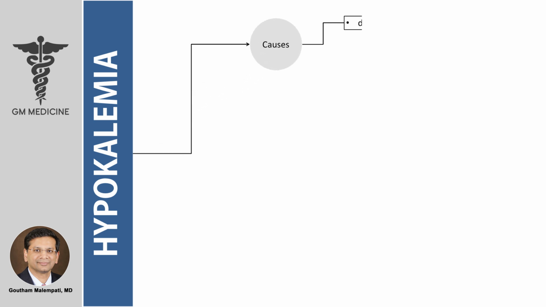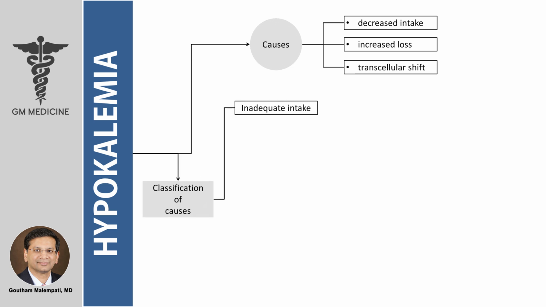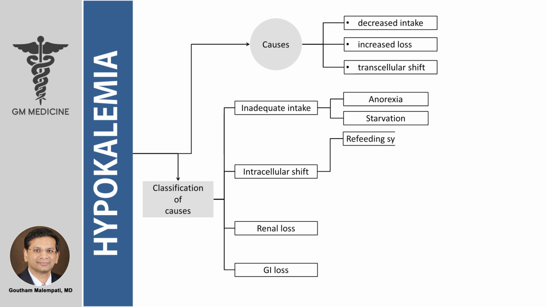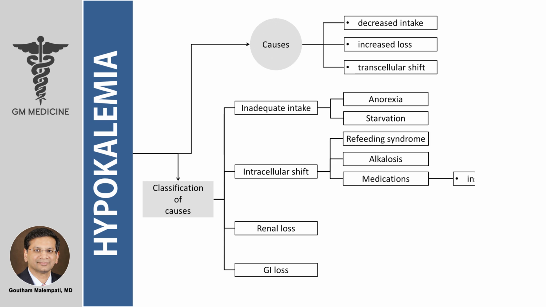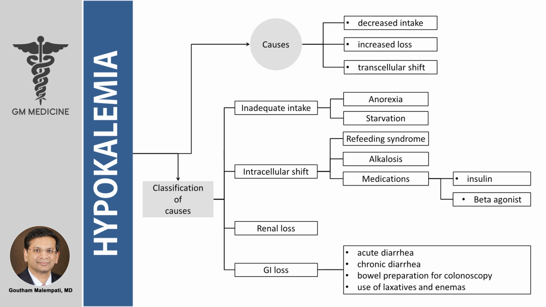Hypokalemia is usually caused by decreased intake or increased loss and transcellular shift. The causes of hypokalemia can broadly be classified under inadequate intake, intracellular shift, renal losses, and gastrointestinal losses. Inadequate intake is seen in people with anorexia and due to starvation. Intracellular shift could be from refeeding syndrome, alkalosis, medications such as insulin, and beta agonists such as bronchodilators. Gastrointestinal loss could be from acute diarrhea, chronic diarrhea, bowel preparation for colonoscopy, use of laxatives, and enemas.